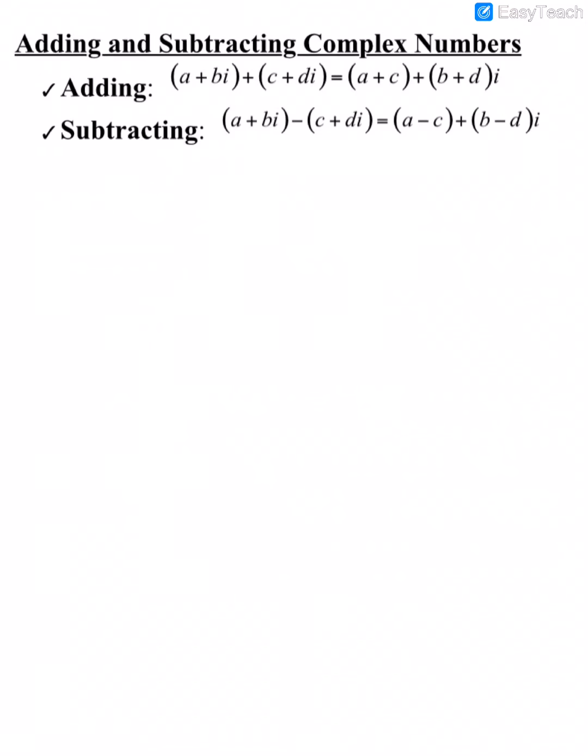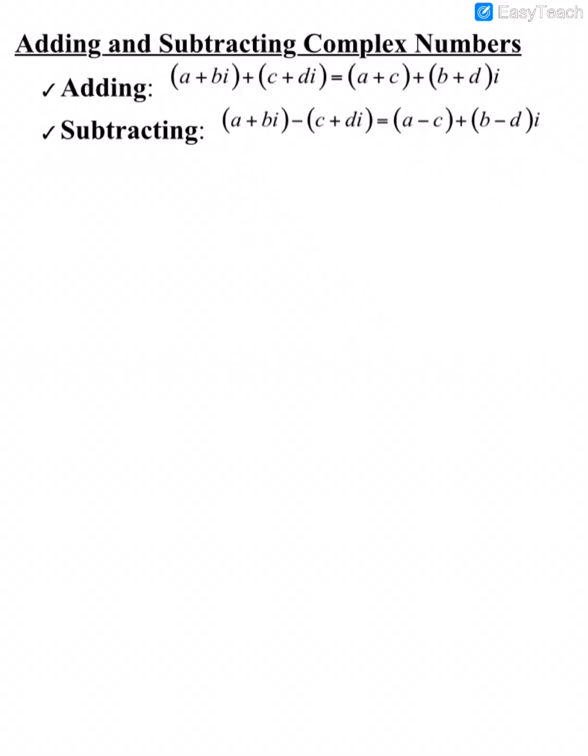Now let's do some operations with complex numbers. When we're adding or subtracting complex numbers, we do the operations the same way that we would if we were dealing with polynomials, meaning that we combine like terms in order to simplify.